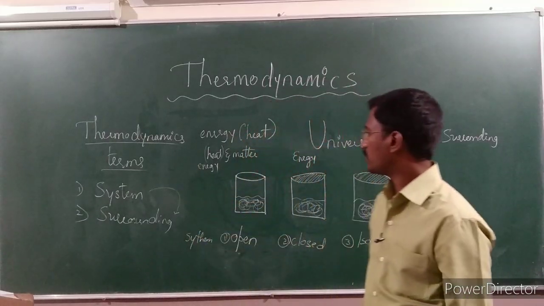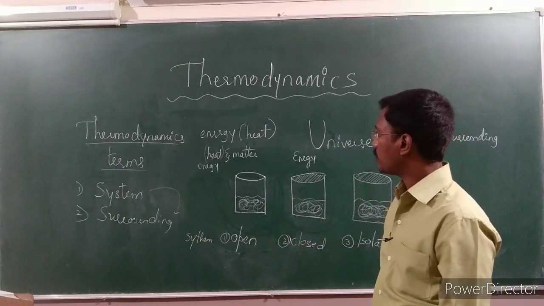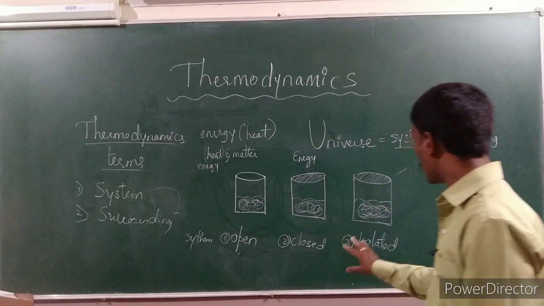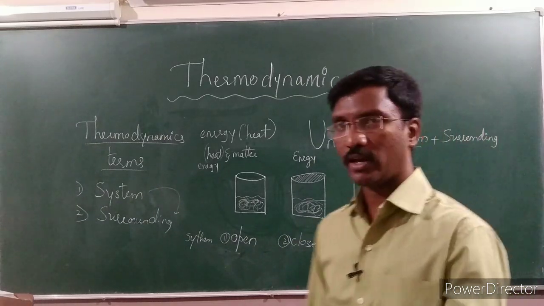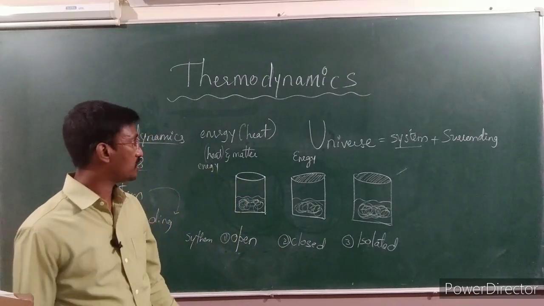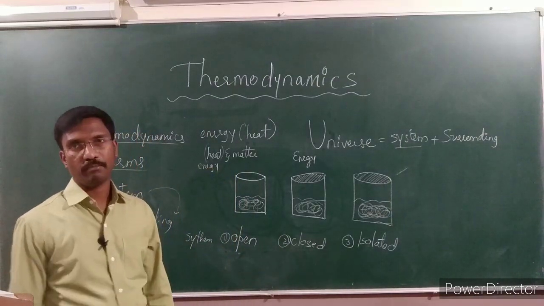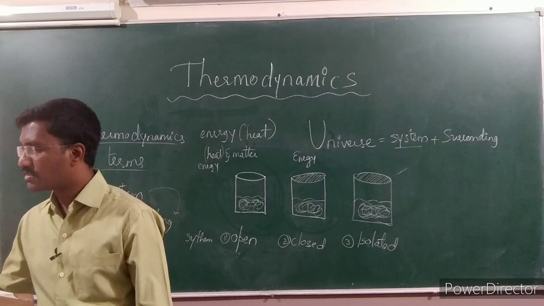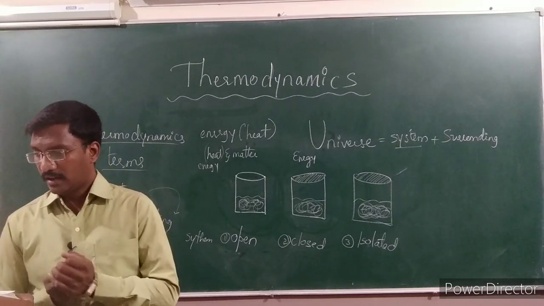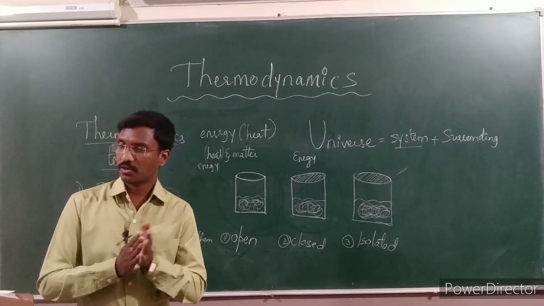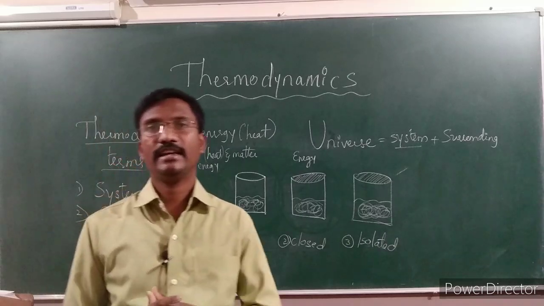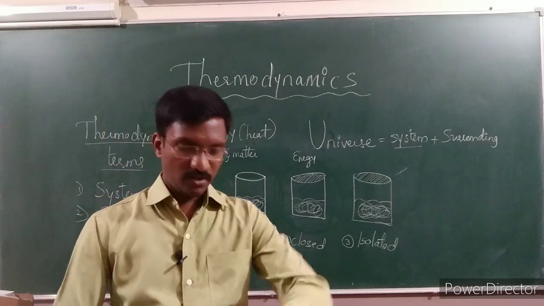Based on these terms, we have the classification of systems. There are three types of system: open system, closed system and isolated system. We differentiate these on the basis of energy and matter. So this is about the types of system. Let's move on to the states of the system. There are some states, so we will see that in the next classes.